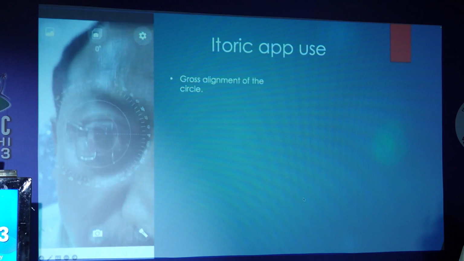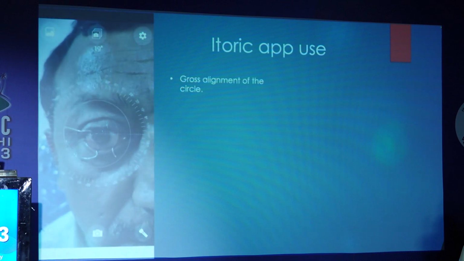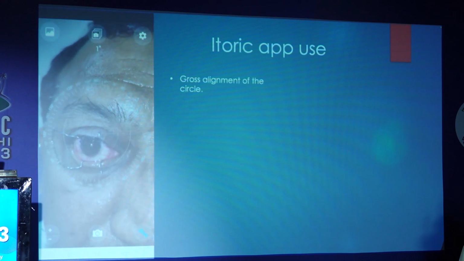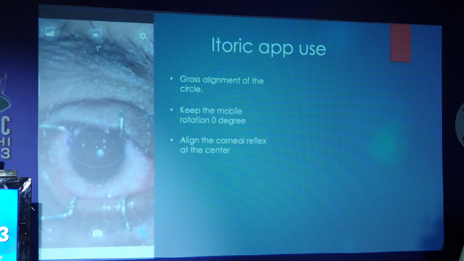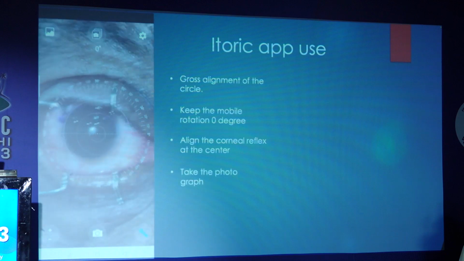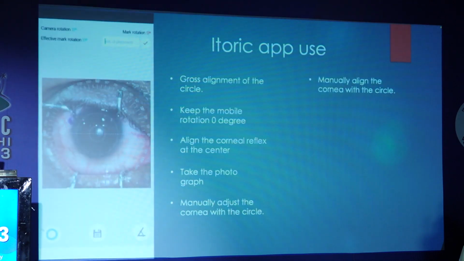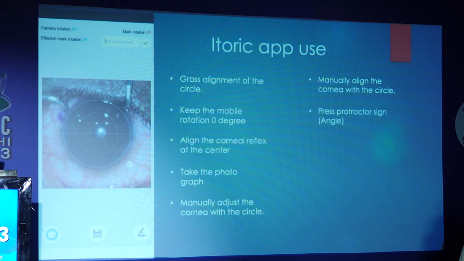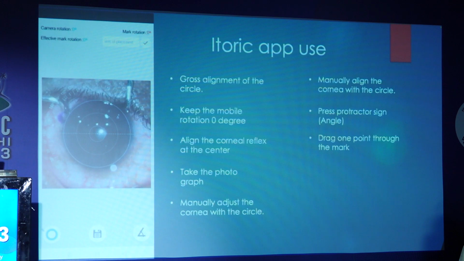So this is a gyroscopic assisted marker. Once the app has been opened, if we rotate the camera 180 degrees, the camera rotation can be shown on the topmost portion. Keeping the mobile rotation at 0 degrees, we align the corneal reflex at the center, take a photograph, manually align the cornea within the circle, then press the protractor sign at the right bottom, and drag one point through the mark and the other point through the center of the circle.